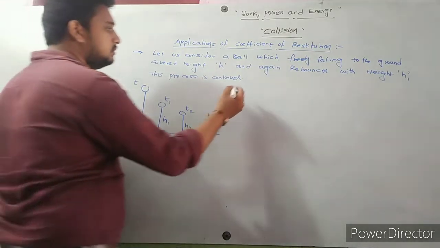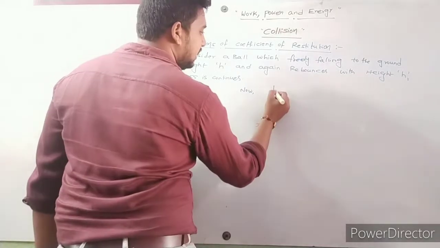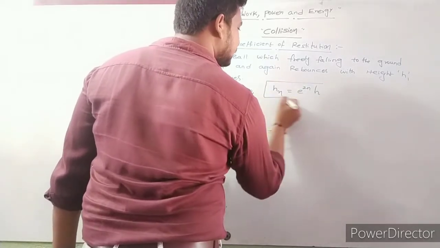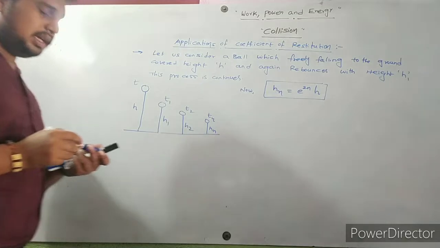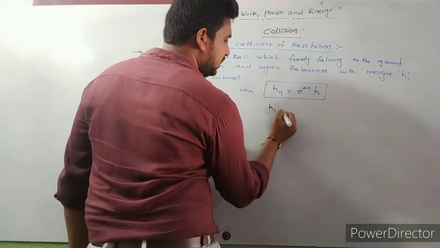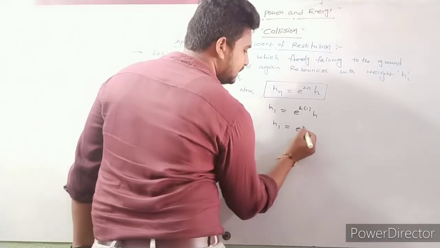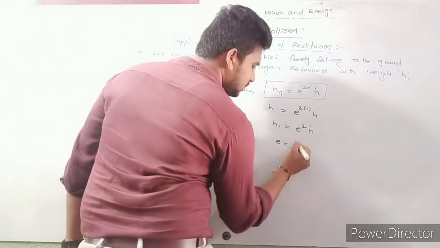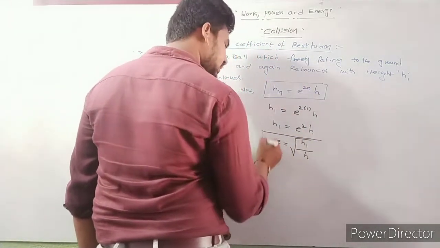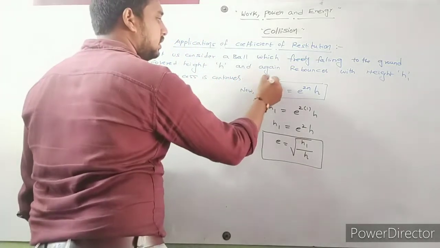So now, the formula: Hn is equal to e power 2n into h. For height h1, it is e power 2 into 1 into h. That means h1 is equal to e square into h. Then e is equal to square root of h1 by h. Okay, so this is a very important formula.